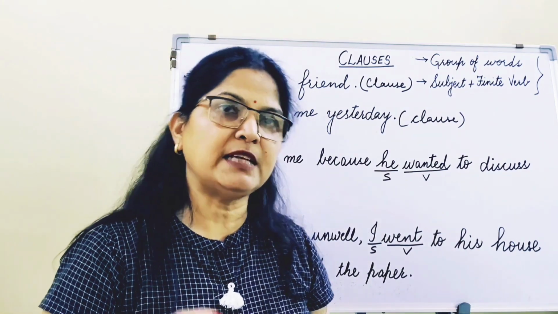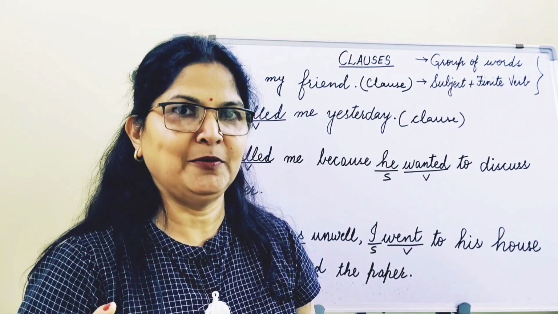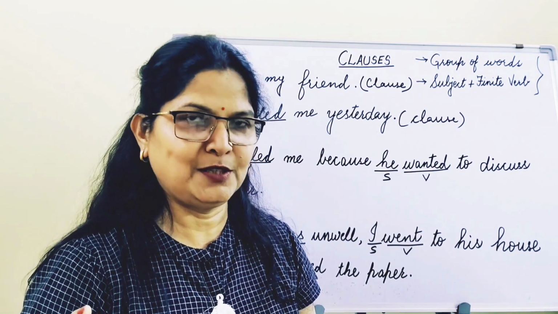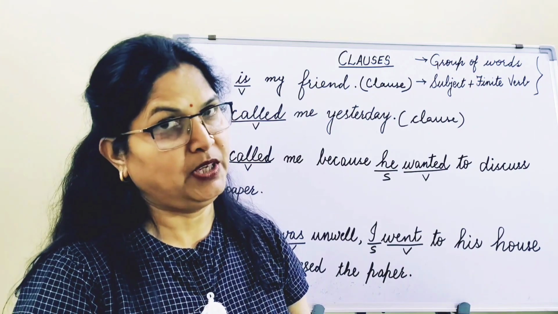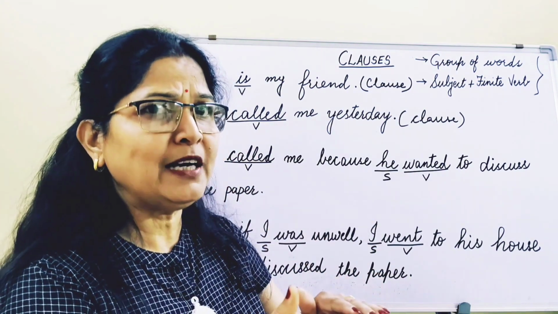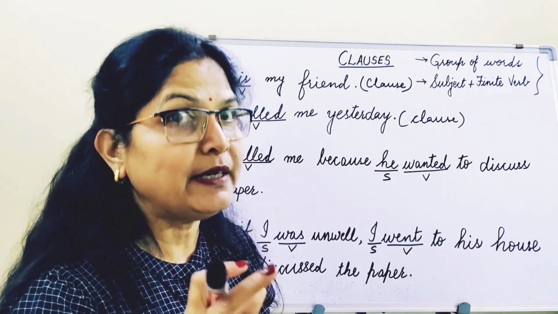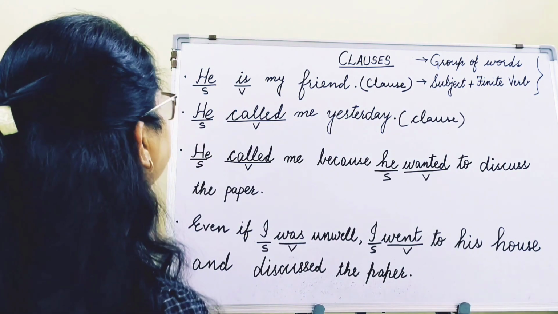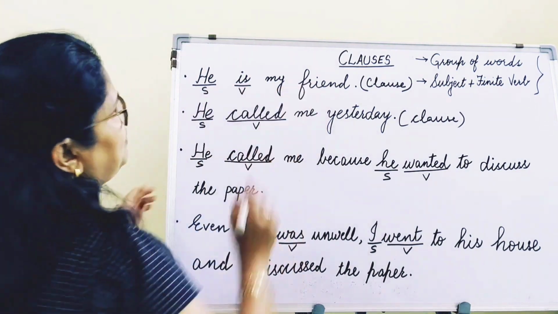As the name itself suggests, independent means one who does not need anyone. Yes, self-sufficient. And dependent is one who has to depend on something. So in the case of a sentence, one part may be depending on the other, and that will be known as a dependent clause. So let us see. If we see this example, he is my friend.